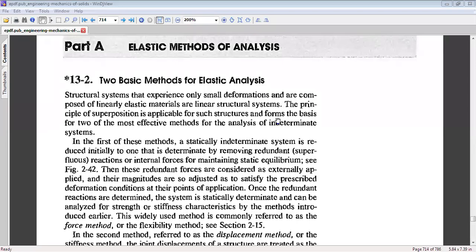Namaskar everyone. Today we will understand elastic methods of analysis. There are basically two basic methods for elastic analysis. One is called the force method and the other is called the displacement method.